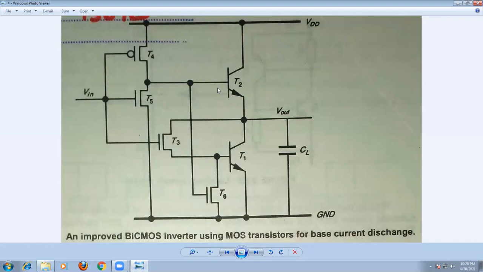So the base charges present in the transistor T2 will be discharged through this transistor T5 to the ground. That means we do not have any static current. It can be eliminated, and base current discharge is also possible in this case, and it provides a very good logic 1 and logic 0 in the circuit. Okay, so that is the main advantage of the circuit.